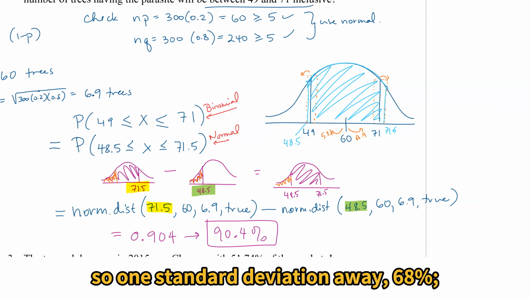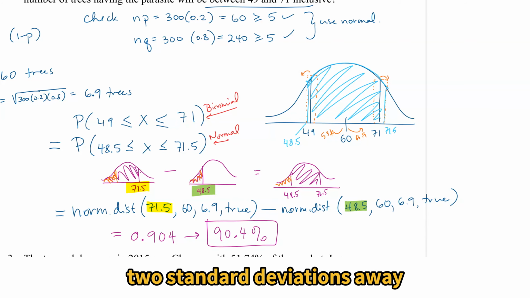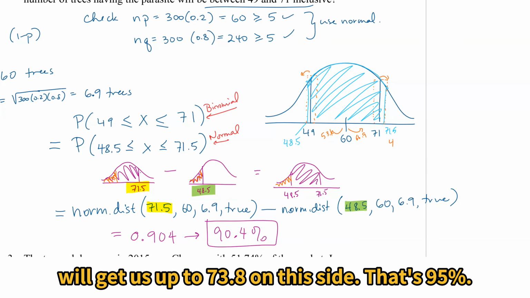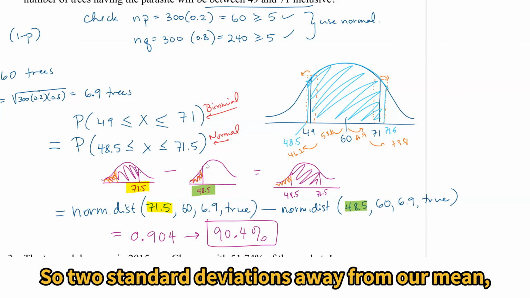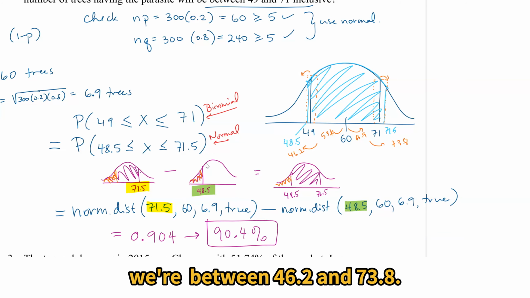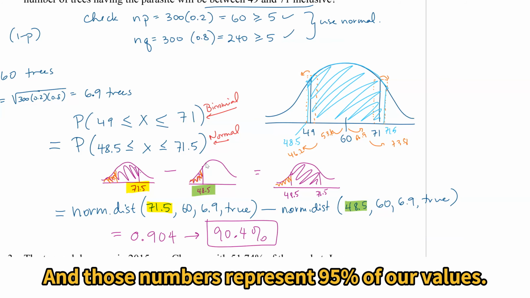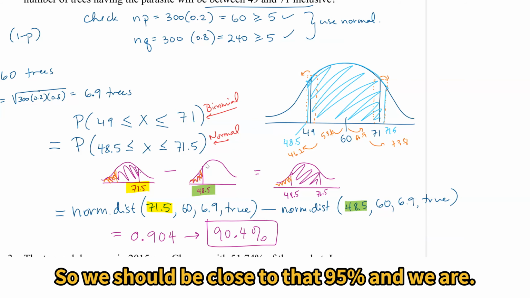So one standard deviation away is 68%. Two standard deviations away will get us up to 73.8 on this side. That's 95%. So two standard deviations away from our mean, we're between 46.2 and 73.8. Those numbers are really close to the values we're looking for, and those numbers represent 95% of our values. So we should be close to that 95%, and we are.